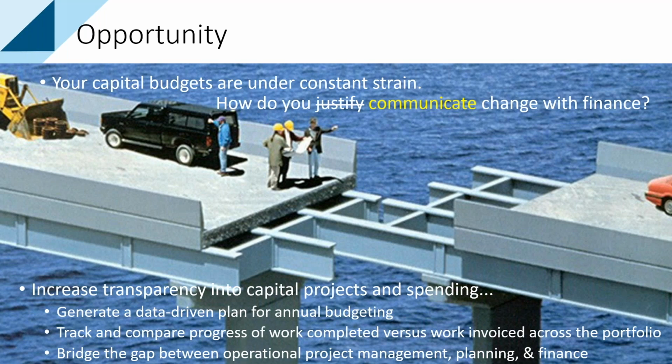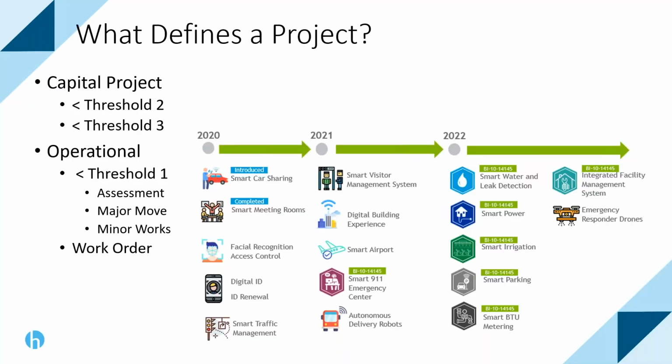But ultimately, you have this opportunity to increase your transparency in capital projects and in the spending that you're doing by generating data-driven plans for all of your annual budgeting, for tracking and comparing the progress of work completed versus the work invoiced, and not just by project, but across the portfolio. So you can keep track of what's going on at any given time, and ultimately bridge that gap between operational project management, which your PMs are responsible for, and the strategic planning and financial groups that are also responsible for maintaining their budgets and everything else. So the nice thing about Archibus in particular is that it's going to give you access to all the FM and facilities data at the same time.